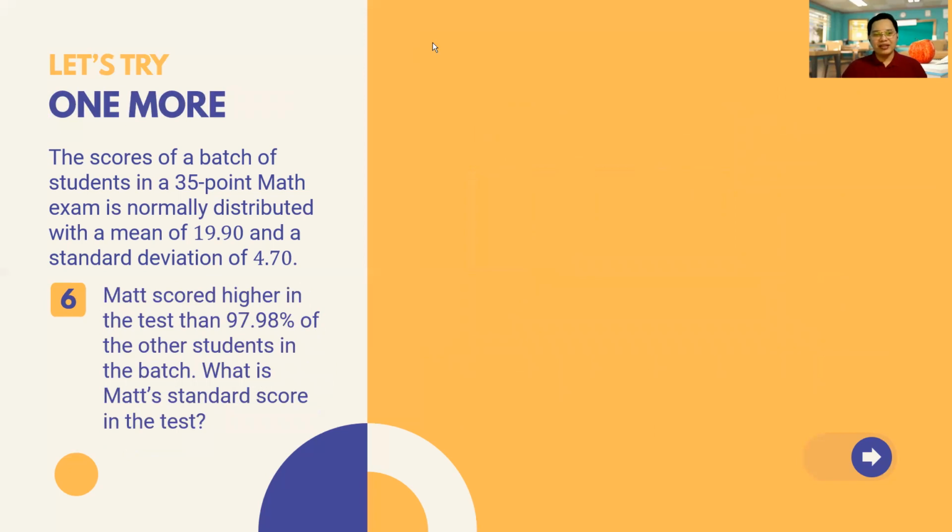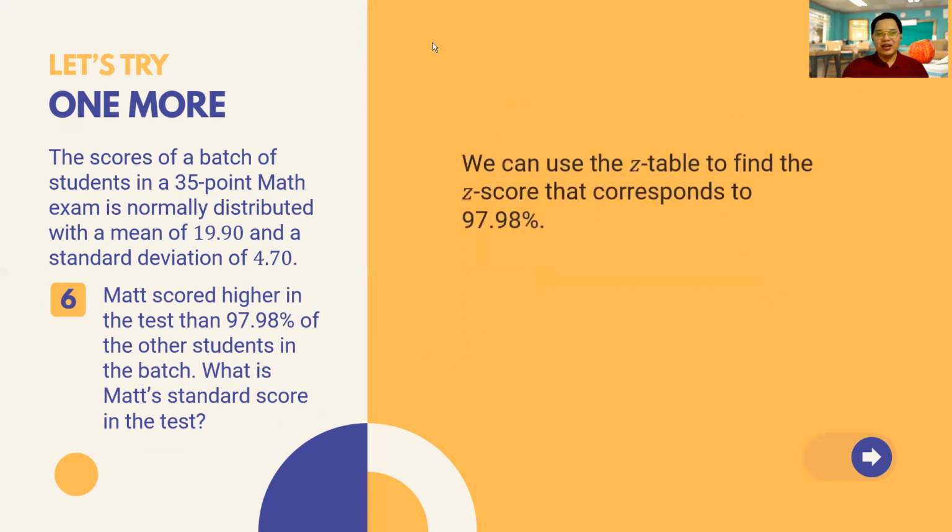Matt scored higher in the test than 97.98% of the other students in the batch. What is Matt's standard score in the test? So in this one, we notice that the question is actually asking us to reverse the process, similar to what we did in the practice exercises in the previous slide, wherein we're given the percentage, but we're asked for the z-score. So the percentage is 97.98%. Matt scored higher than 97.98% of the students in the batch. What is his corresponding z-score?